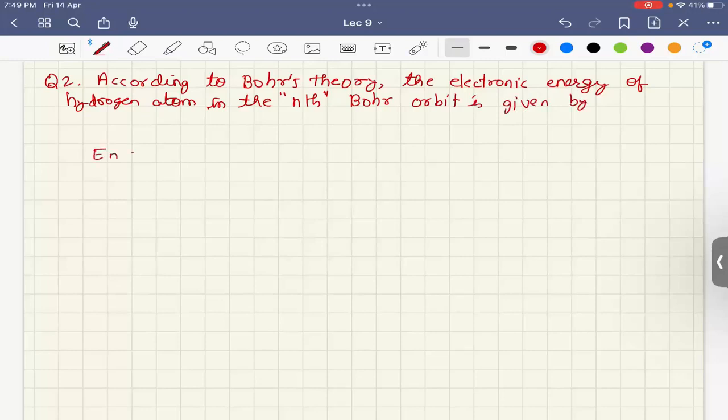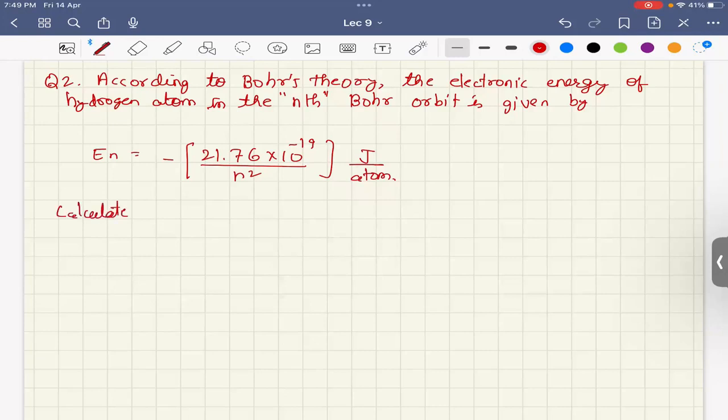En is nothing but minus 21.76 into 10 raised to power minus 19 by n square joule per atom. Right? Now what we have to do?